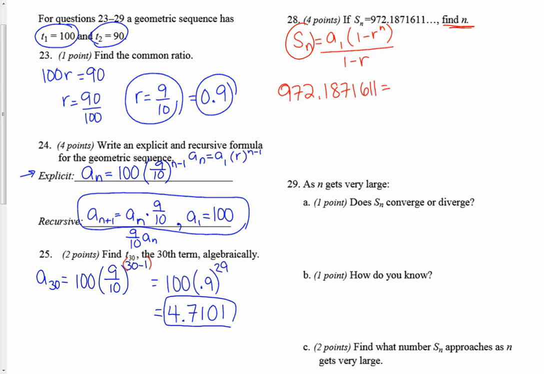So the first term was 100, times 1 minus my common ratio. Again, I'm going to use 0.9. I do not know what n is, and that's over 1 minus 0.9. So if I'm going to solve this equation algebraically, the first thing that I would probably do is this 1 minus 0.9 down here on the bottom, which is 0.1. So the next thing that I would probably do is the 100 divided by the 0.1, which would give me 1,000.